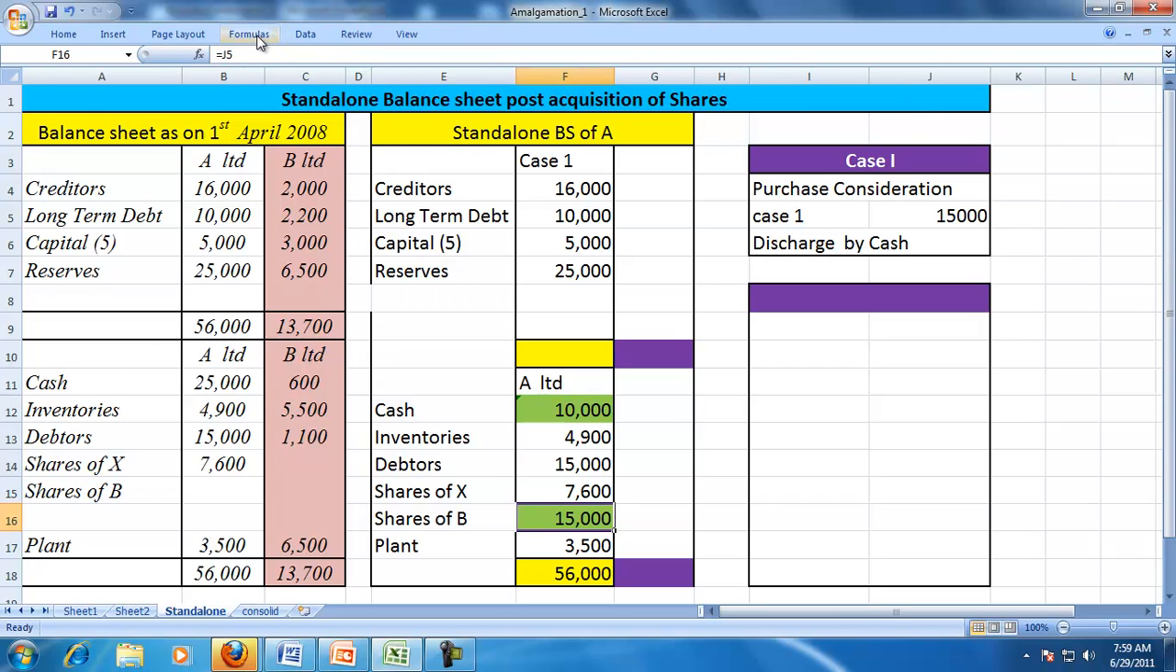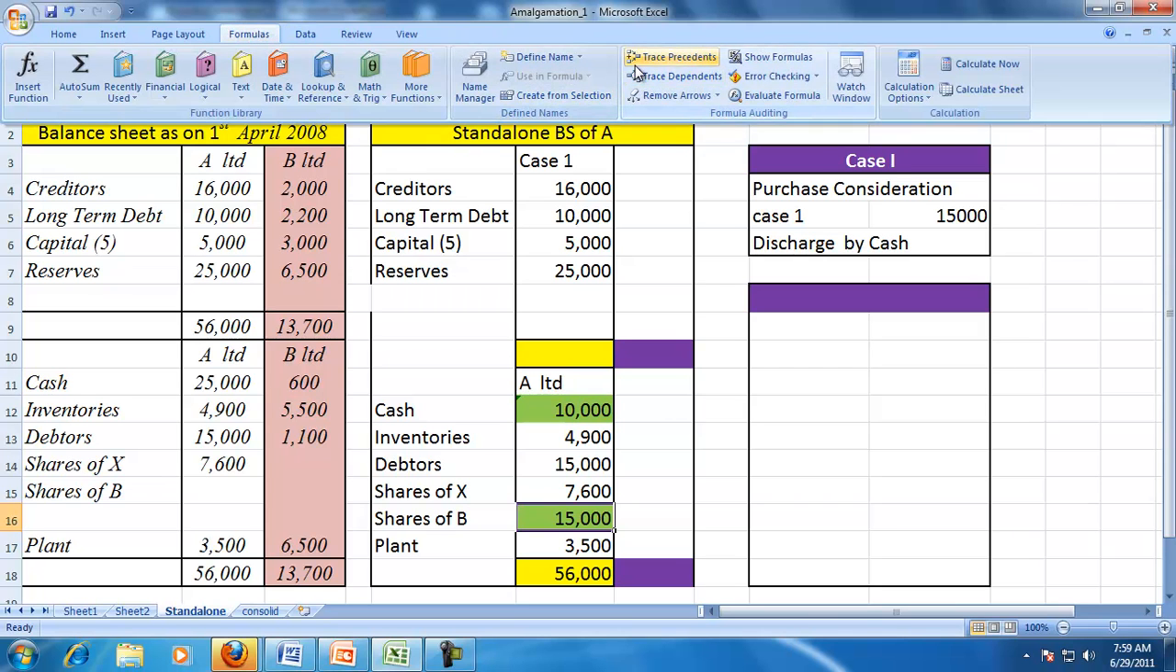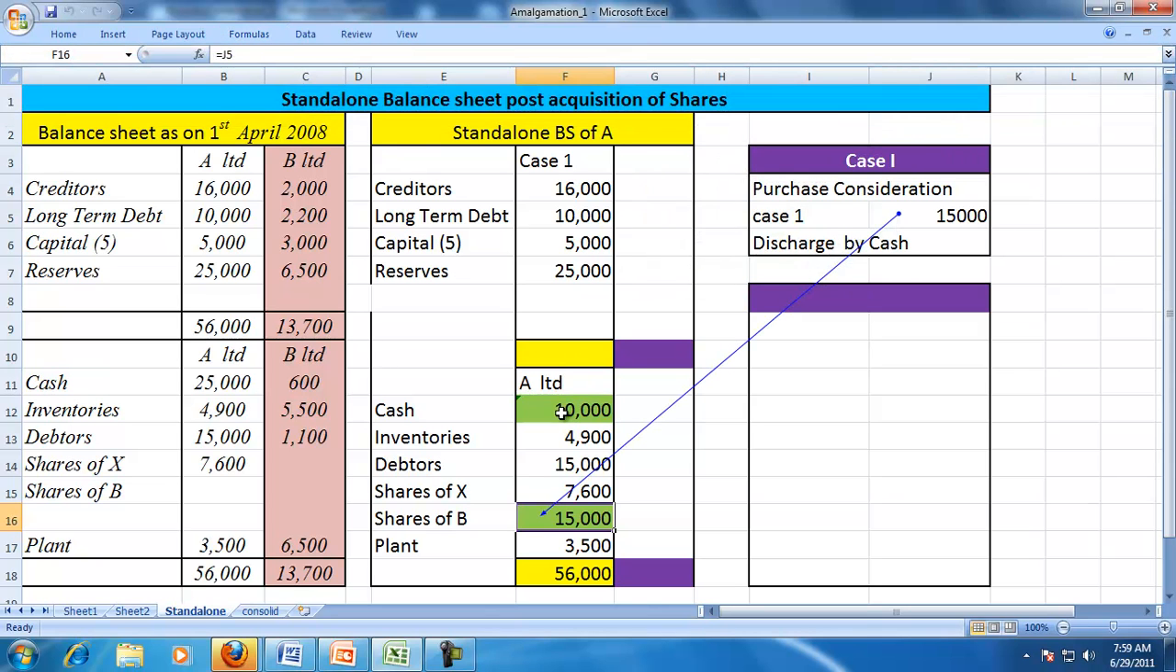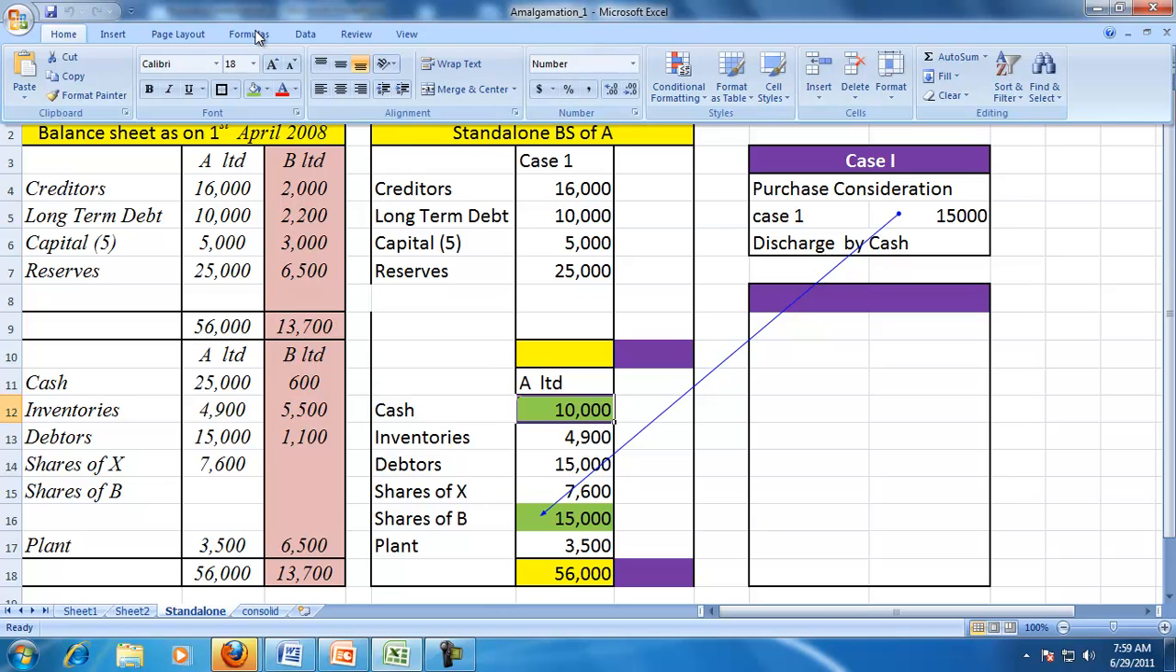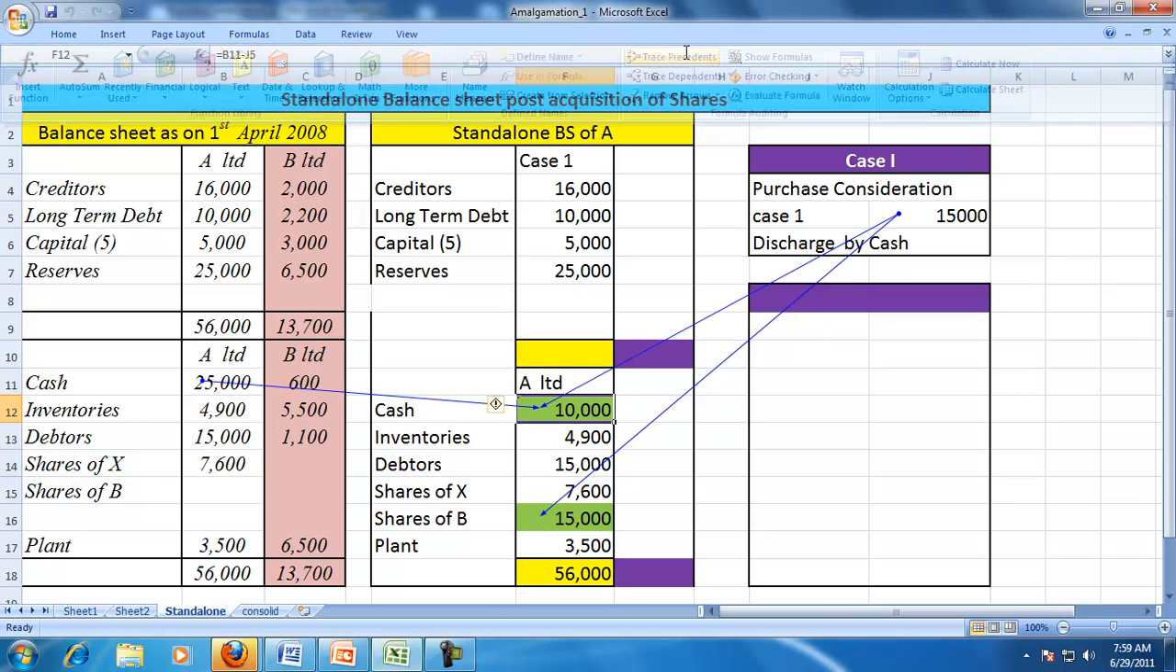So in a standalone balance sheet, the payment will affect the corresponding cash, or if the payment is through some other mode like shares or bonds or debentures, then the corresponding capital will change. But in this example, we saw that the asset goes up to the extent of the shares investment, with a corresponding decrease in cash.